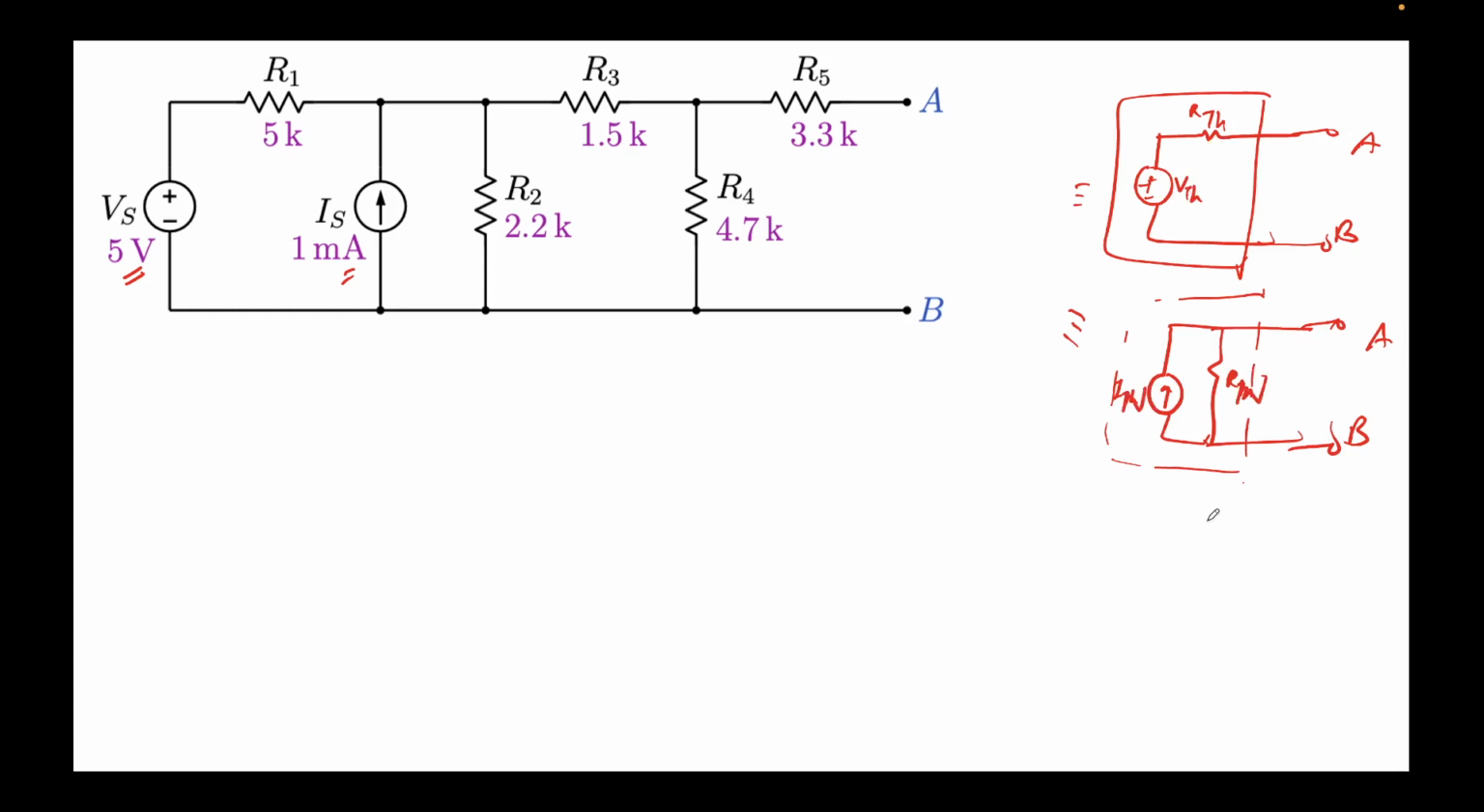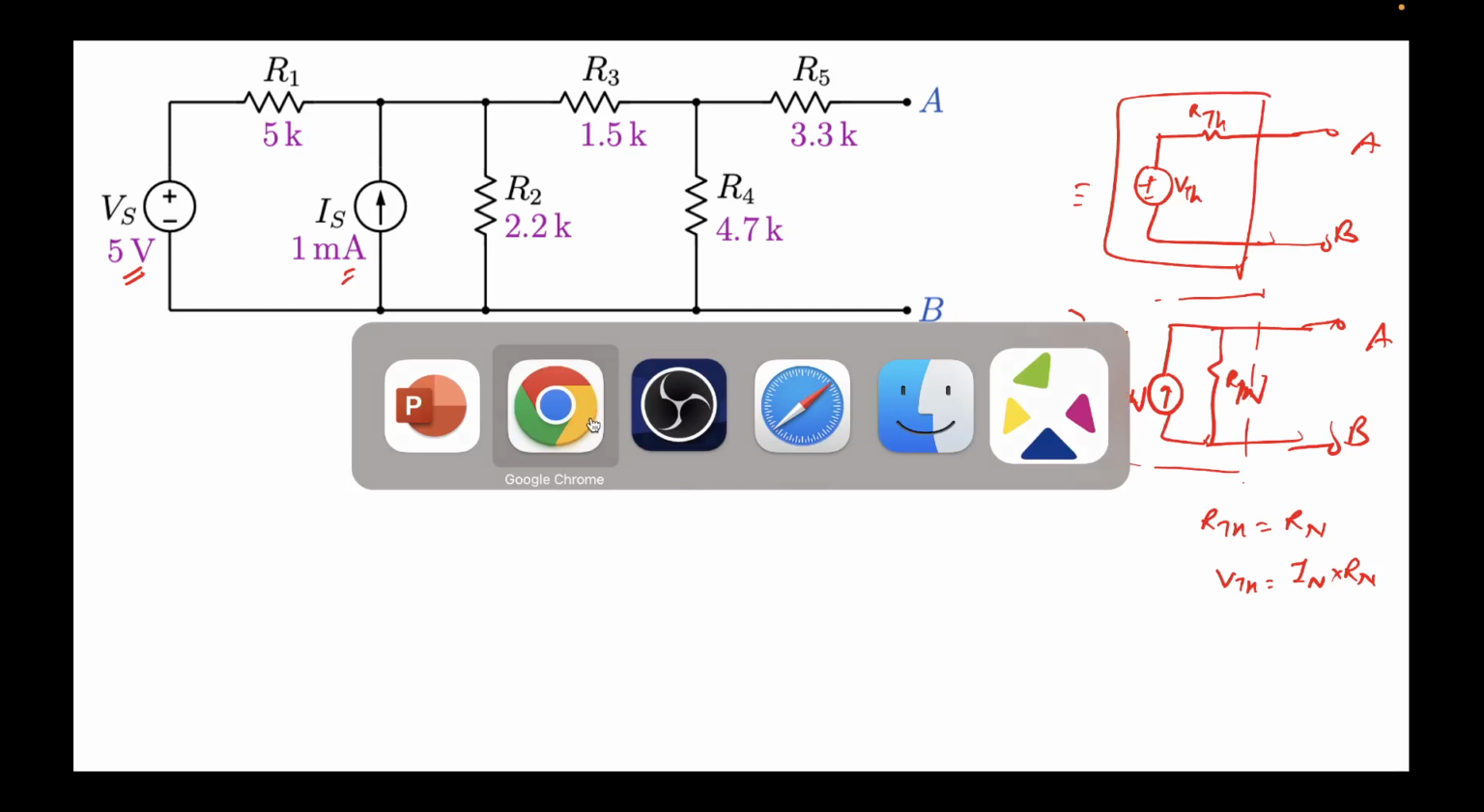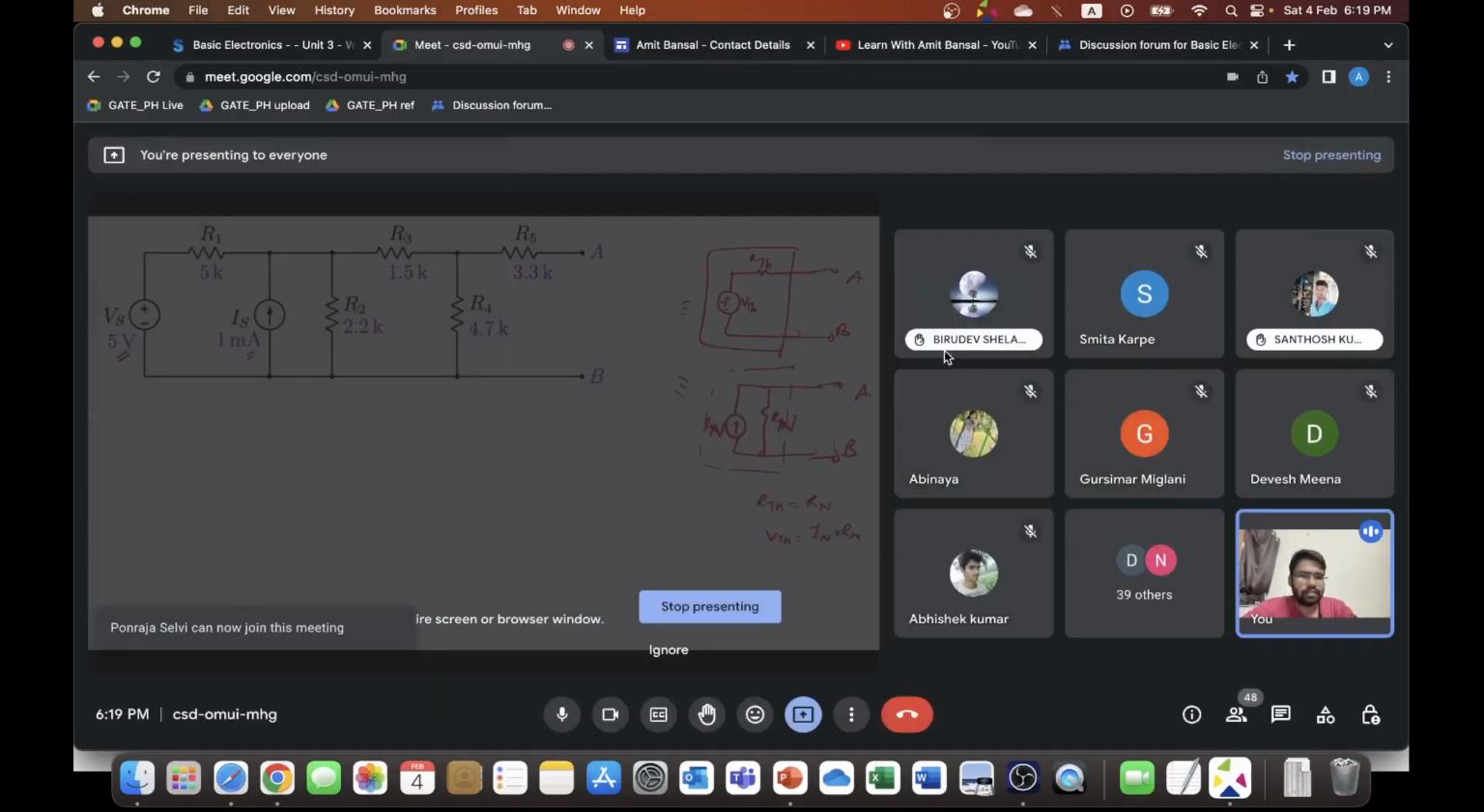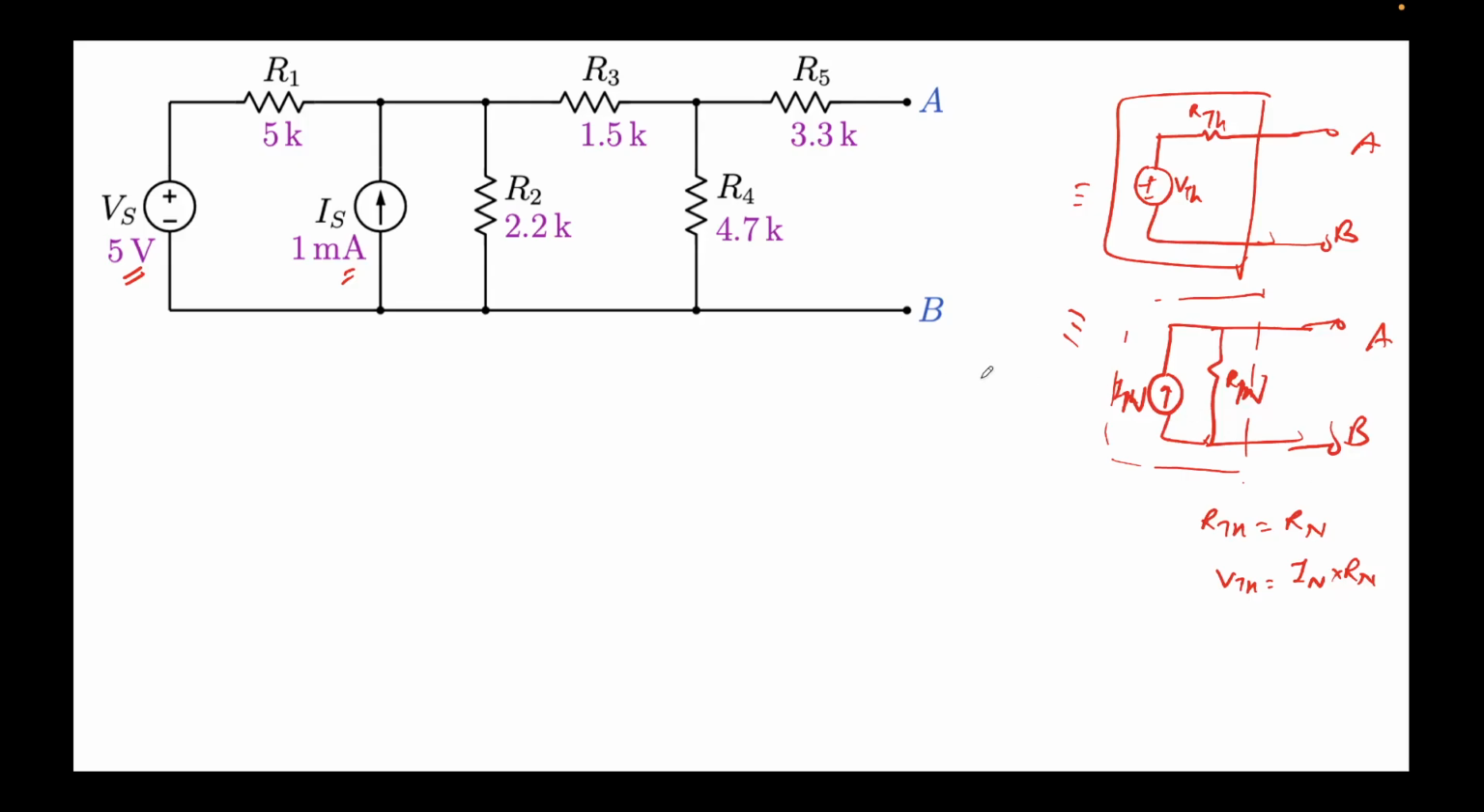So how are they related? RTH equal to RN, and V equal to IR. So VTH equal to IN times RN. So if you find this or you find this, it doesn't matter. Electrically they are the same, and this is of importance. This means we can, as per our convenience, switch between one and the other, and that's what was suggested.